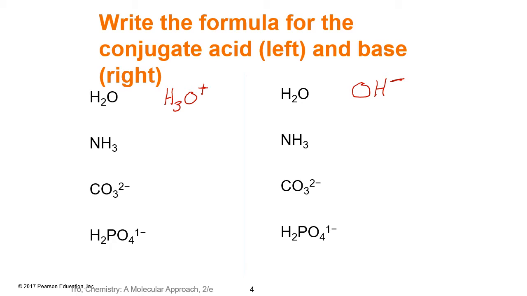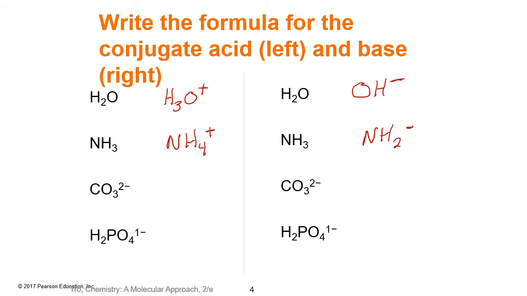NH3, if it's the conjugate acid that we're writing, we're going to increase the number of hydrogens by 1 and also increase the charge by 1. If it is the conjugate base, we're going to remove a hydrogen. Now this is not nearly as common for NH3 to become NH2 minus, but this would be the conjugate base.